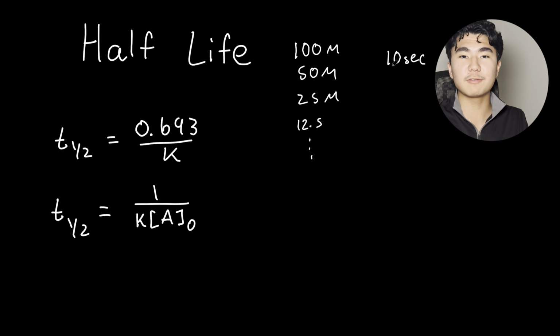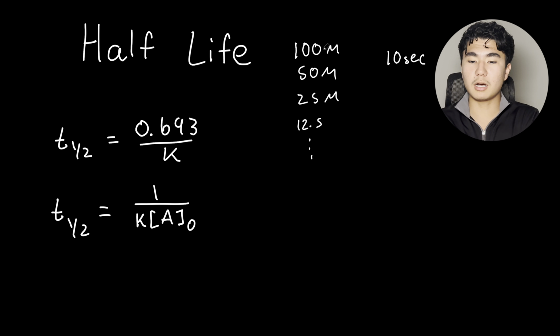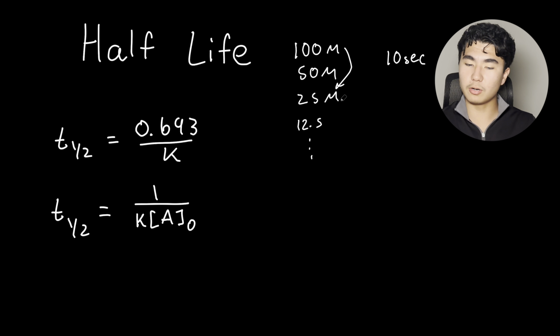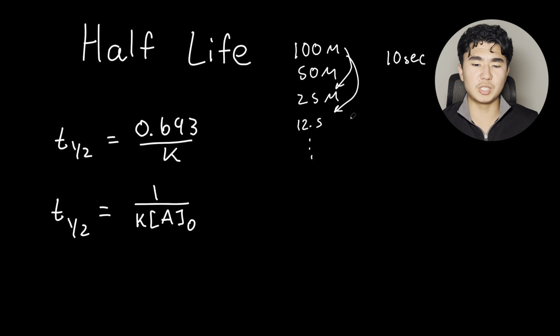And that's what half-life is. It's basically halving the concentration at this interval. So this concentration is going to be halved every 10 seconds. So after 20 seconds, this 100 is going to turn to 25. After 30 seconds, this 100 is going to turn to 12.5. So that's what half-life just is.